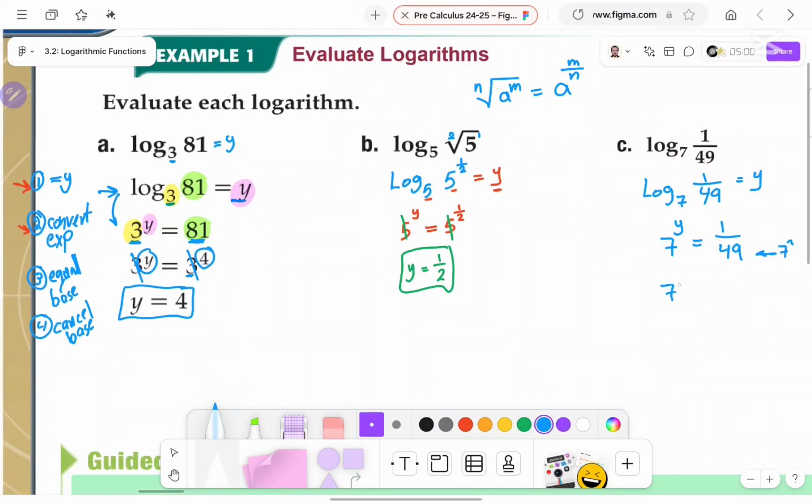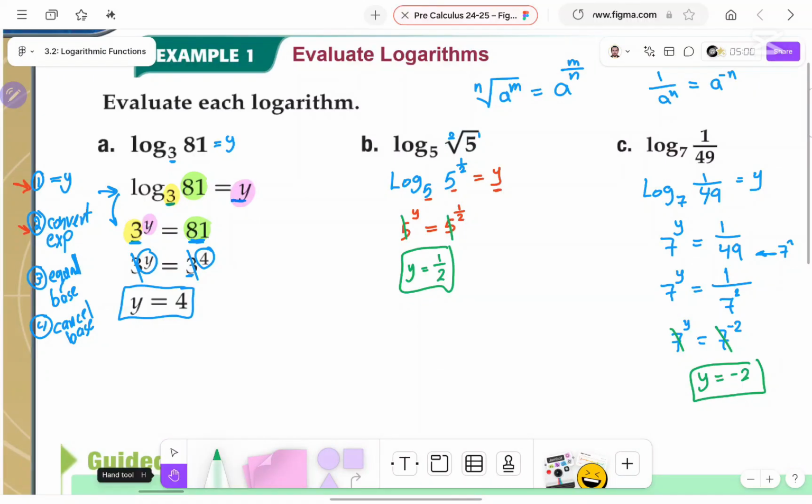So now let me write it. 7 to the power of y equals 1 over 7 to the power of 2. Then we know that if I have 1 over a to the power of m, I can flip it to become negative. So this is a rule. Now 7 to the power of y equals 7 to the power of negative 2. Now, do I have the same bases? Yes, so I cancel the bases. So y is equal to negative 2. This is how I can solve the question.